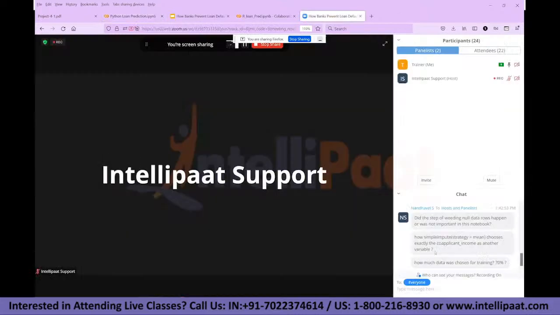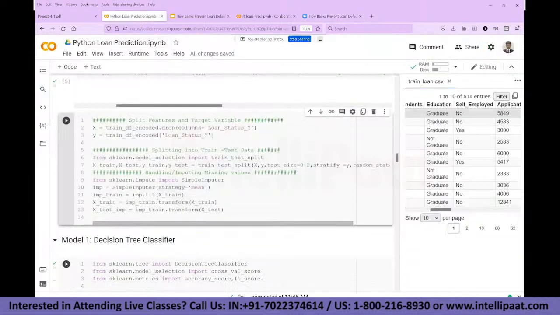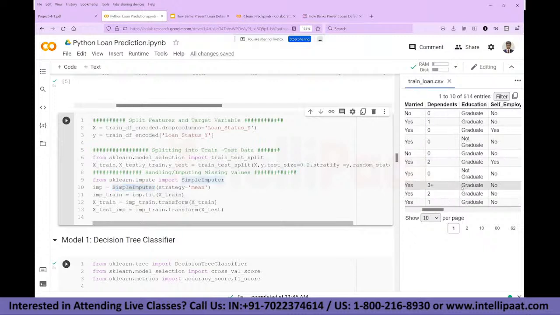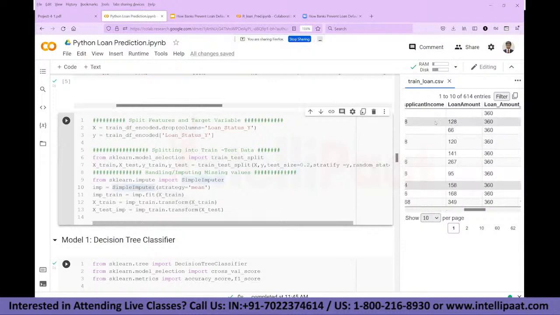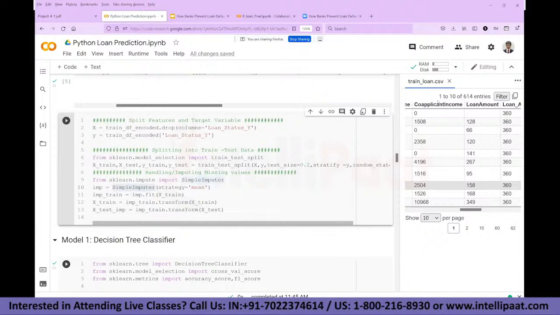How does the simple imputer choose exactly, for example co-applicant income as another variable? Yeah, when you apply the simple imputer and do imp.fit on xtrain, it will take all the numerical values. I have applicant income, co-applicant income, loan amount. It will take everything. It will check co-applicant income, see where the missing values are, and fill them with the mean imputation. It will check loan amount, see where the missing values are, and fill them with the mean imputation.